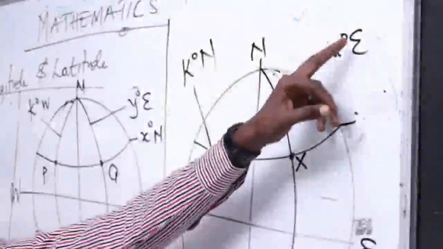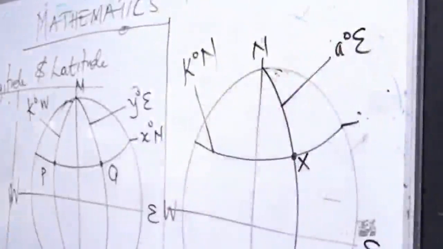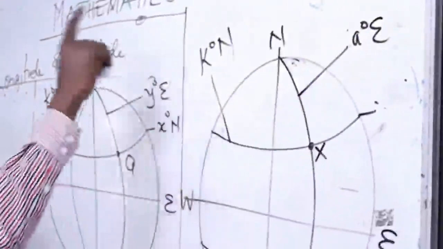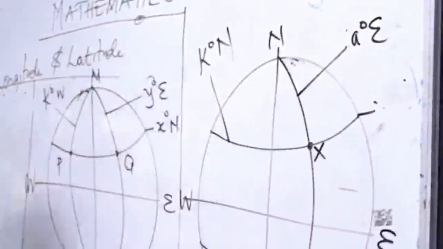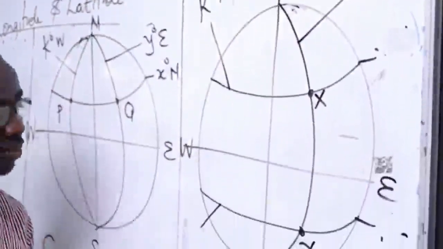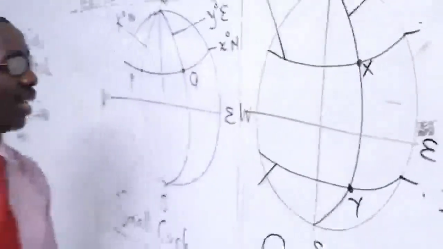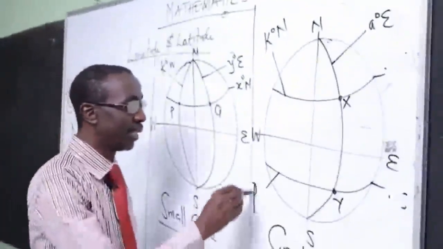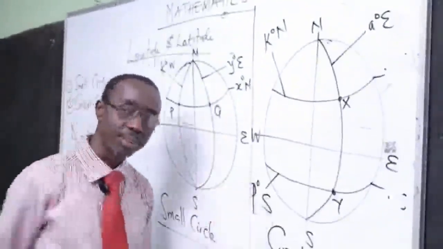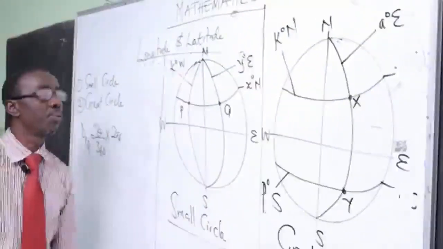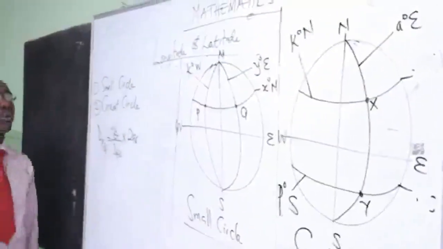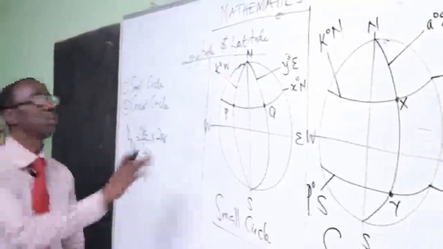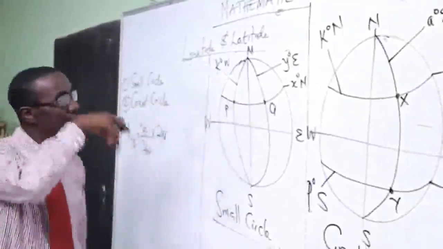This is A degree, the longitude. K degree north, that's the latitude. Yes, there's another second latitude. Can somebody give me a letter for the second latitude now? P. Okay, let's take P degree south.